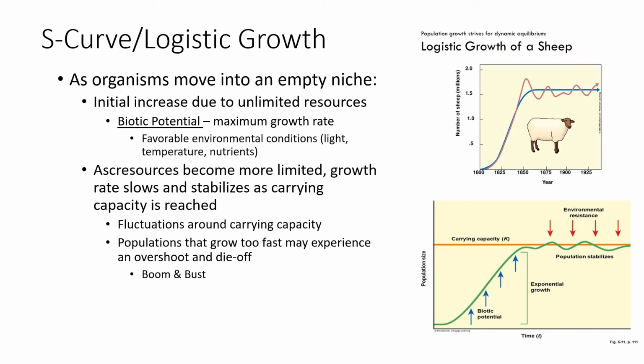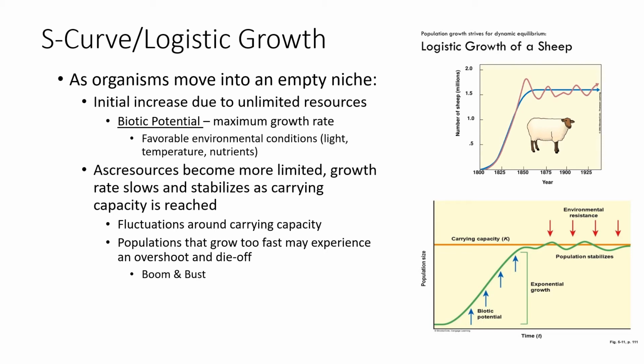If we look at a population from when it first moves into an empty niche, which would be almost like primary succession, I guess, when a population is first starting out, because it's got to start somewhere, organisms will increase in population exponentially due to the fact that resources are completely unlimited.